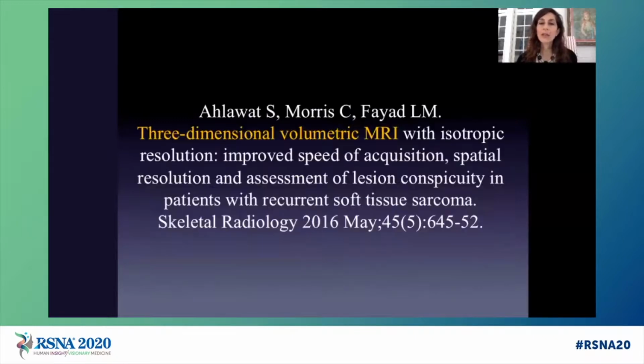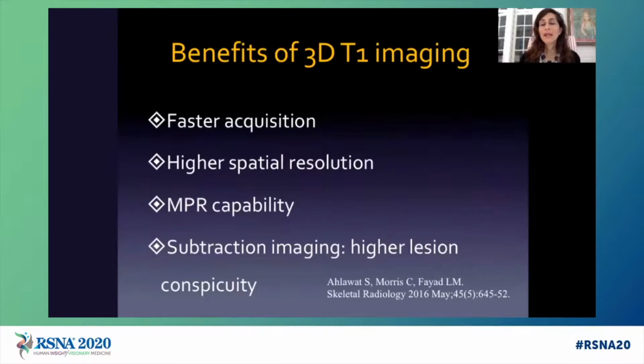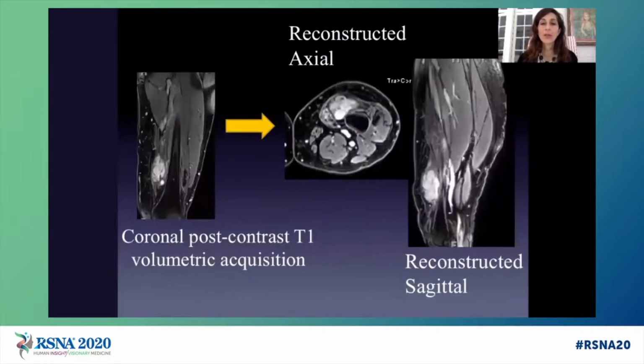So for static imaging, there is a sequence that you can use, which is not considered an innovation anymore. It's a 3D volumetric sequence of isotropic resolution. This is done with fat suppression. It's a very fast sequence. And the benefits of doing this 3D fat suppressed T1 sequence is it's very fast. It provides very high spatial resolution because it's done at isotropic resolution, which means we have MPR capability. And then we can add subtraction imaging, which is the post minus the pre, to get even higher lesion conspicuity.